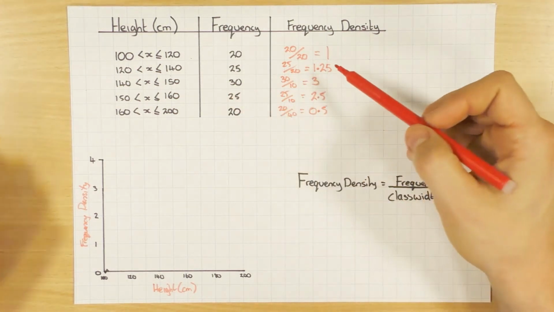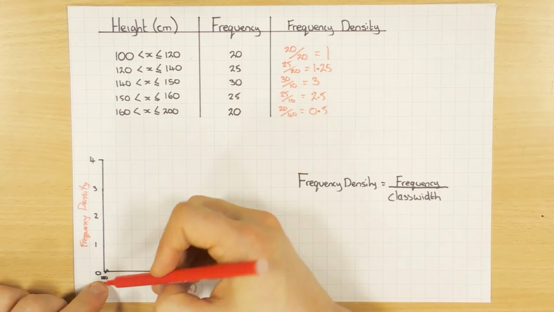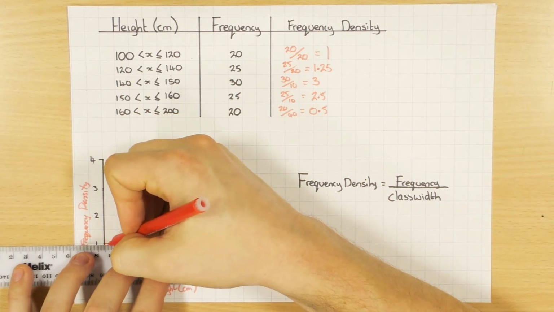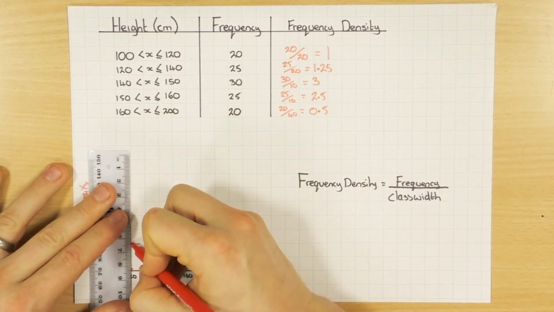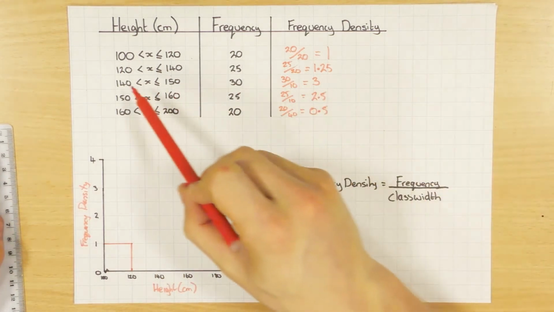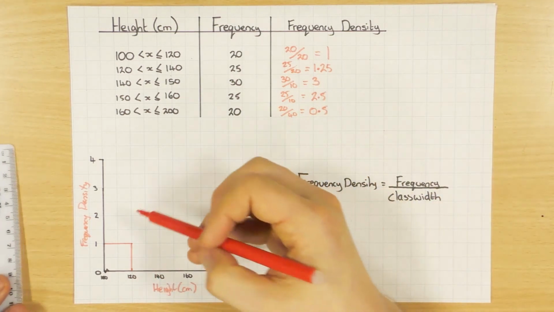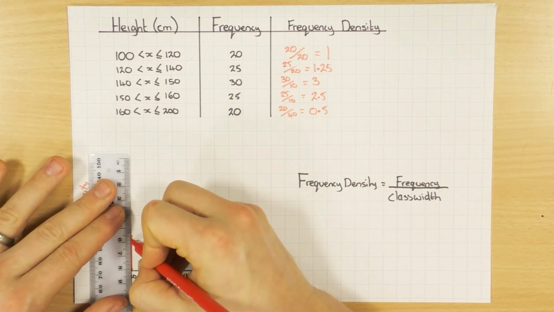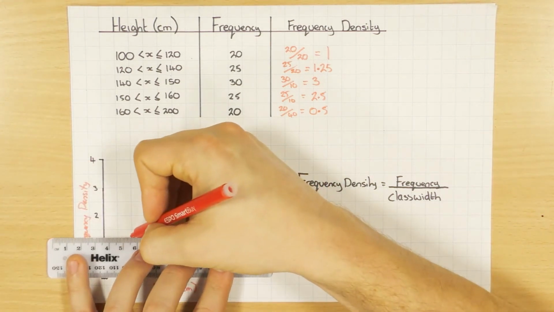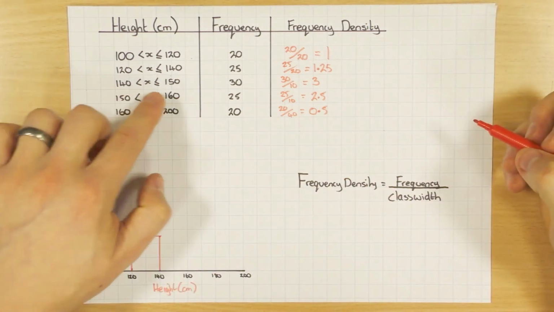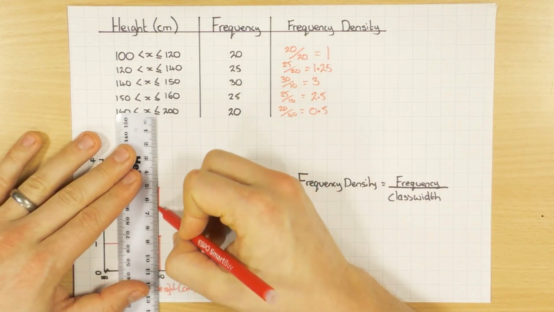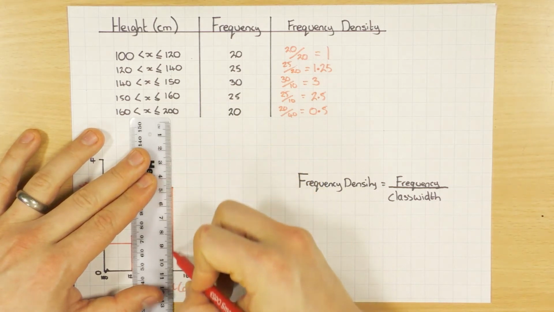And like I said, once you've done this, you just plot it. So between 100 and 120, so there's my 100 and 120, it goes up to 1. So what I do is get my ruler, and make sure you use a ruler. There's nothing worse than seeing an untidy graph. So next one, between 120 and 140 is 1.25, which is going to go halfway up that square, like so. Next one's between 140 and 150, so there and there, and that goes up to 3. Like so.